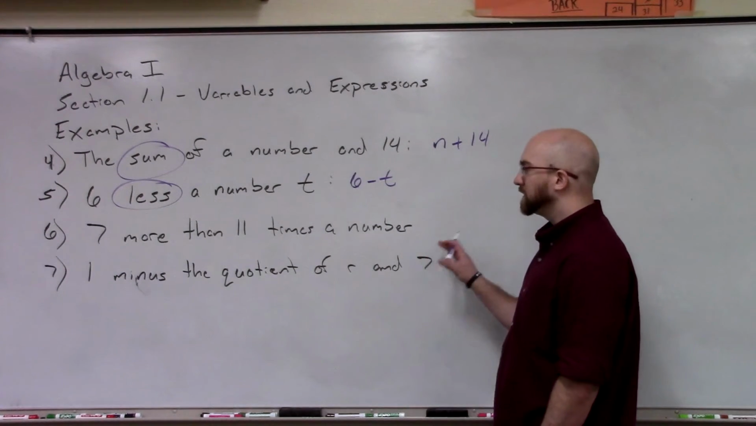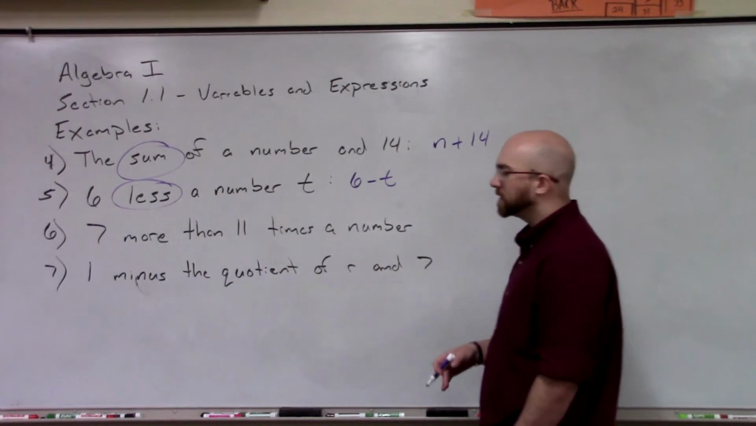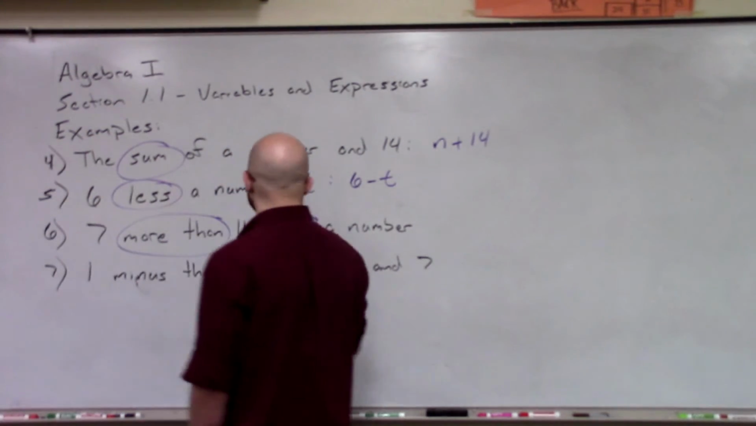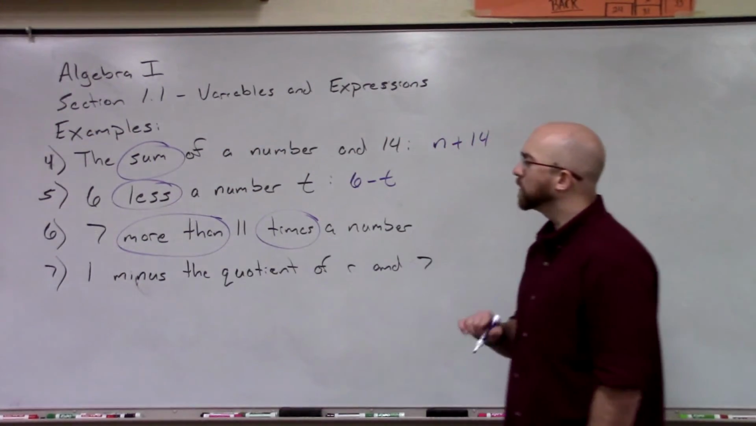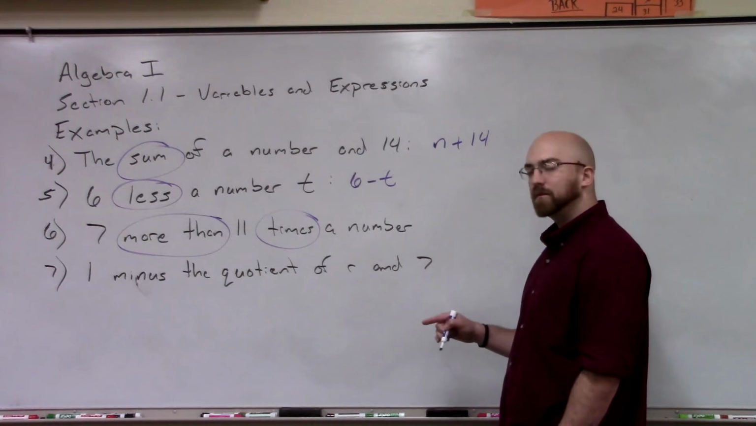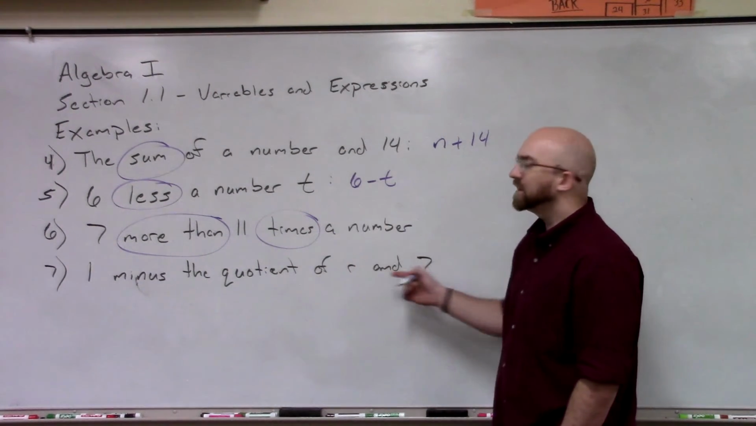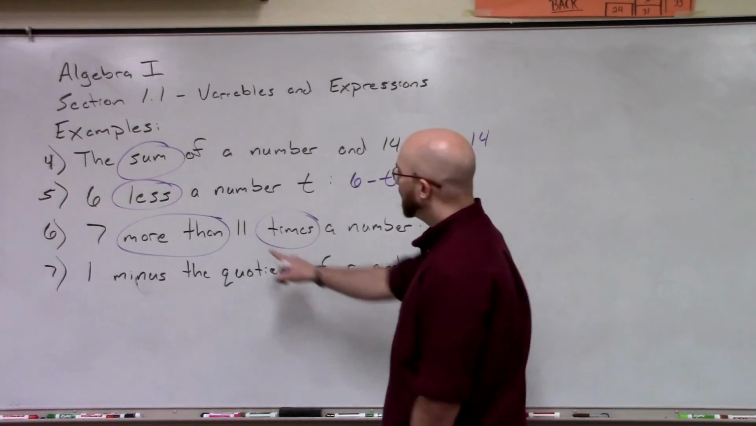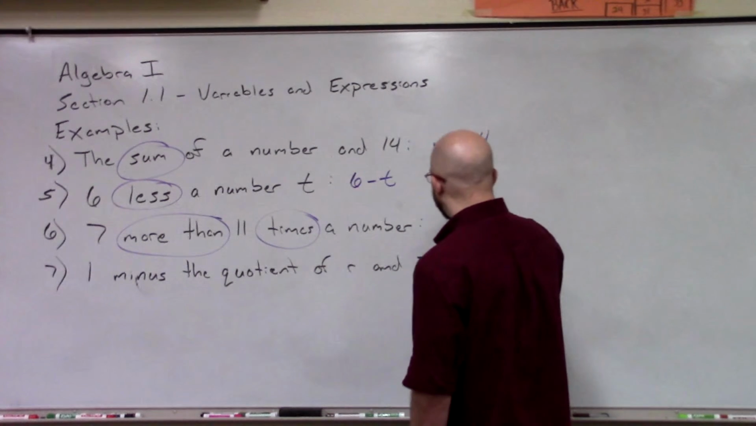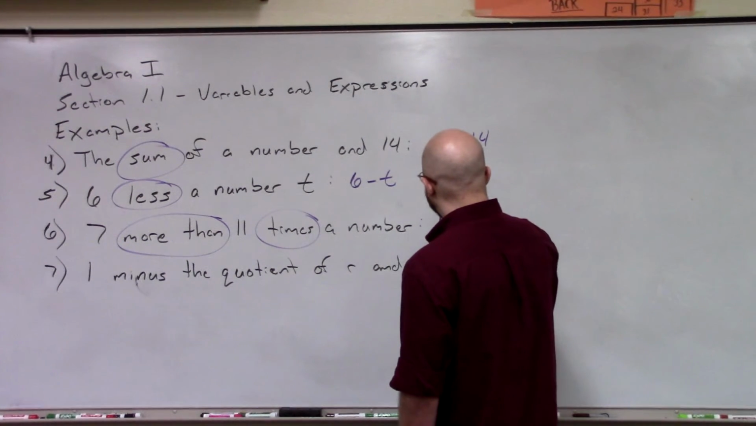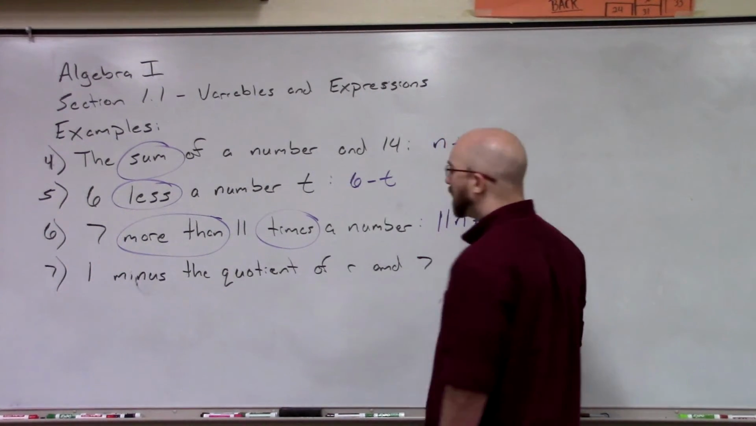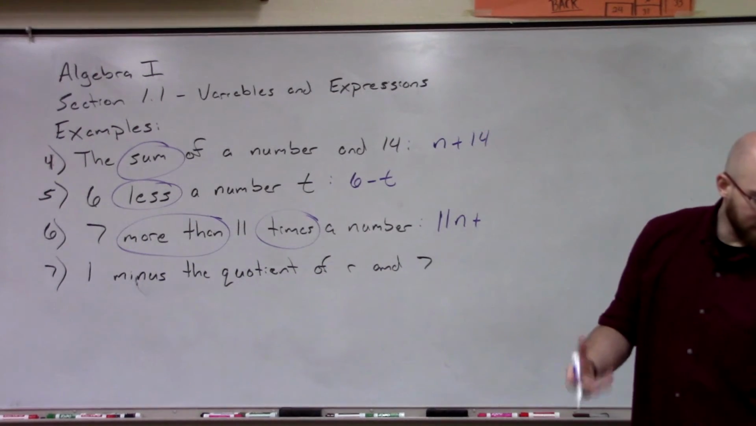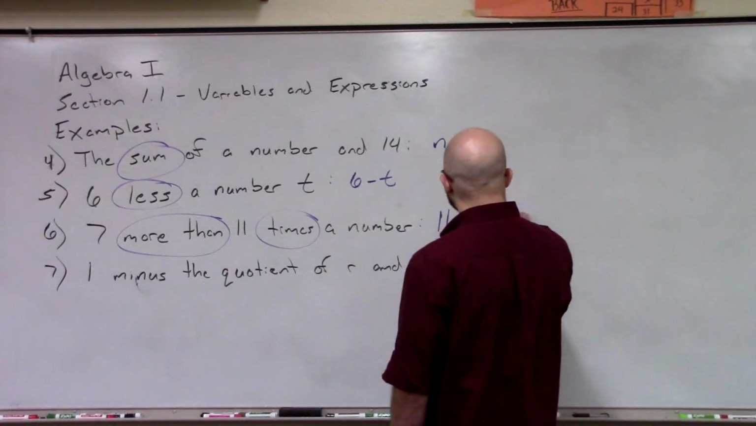Now, if I move on to 6, I have a couple terms which is a little bit different. I have more than and then times. So it says 7 more than 11 times a number. A number, again, it's a variable. We don't know what it is, but it's a number. So it's 11 times a number, so that's going to be 11 times n plus, because it's more than, right? 7 more than 11 times a number, so we add a 7 there.